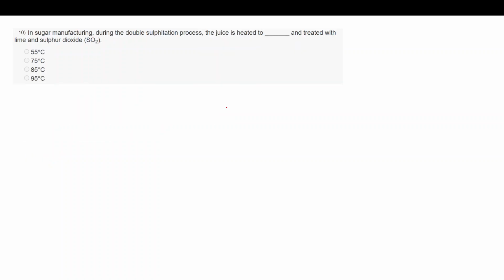And the last question is: in sugar manufacturing, during the double sulfitation process, the juice is heated to a certain temperature and treated with lime and SO2. The answer is 75. So here the temperature maintained is 75 degrees centigrade.